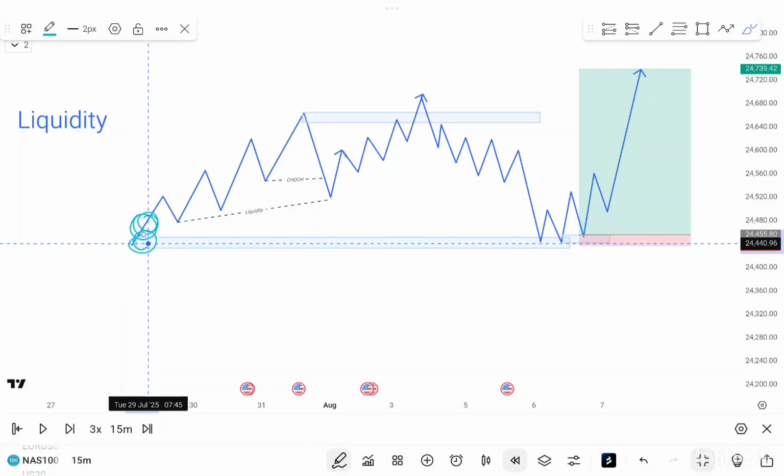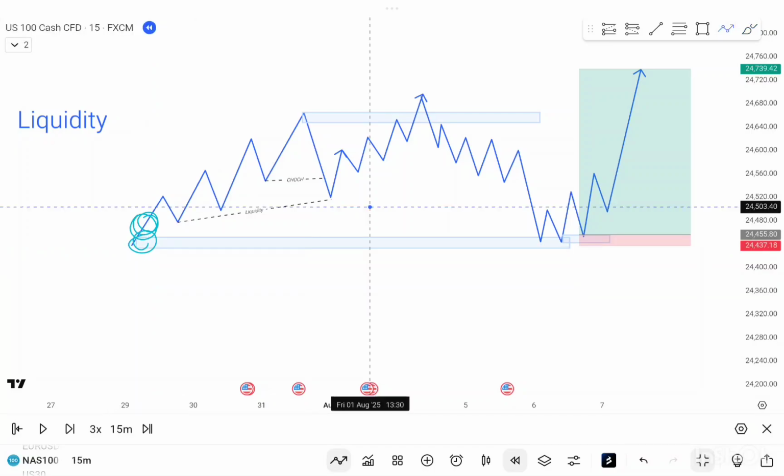So without further ado, let's get to it. Let me give you a detailed example of what it looks like on the chart.